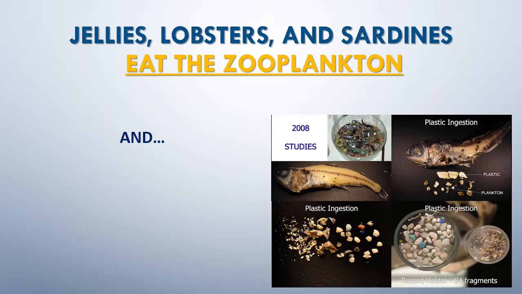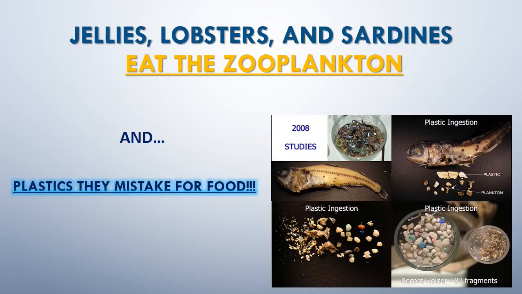So now we have the jellies, lobsters, and sardines who eat the zooplankton for food. They're not only eating their food, which has eaten plastic, but they're also eating plastic, which they mistake for food. So now all this plastic and toxic chemicals are accumulating in their bodies as well.